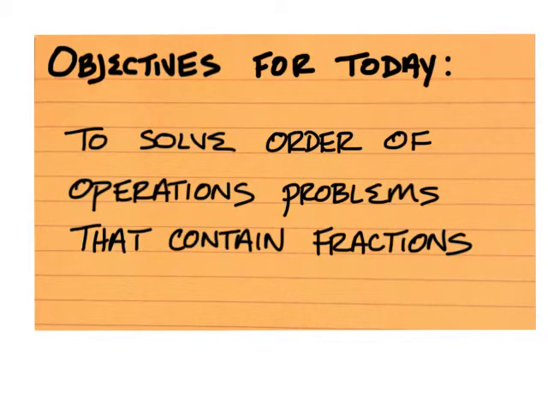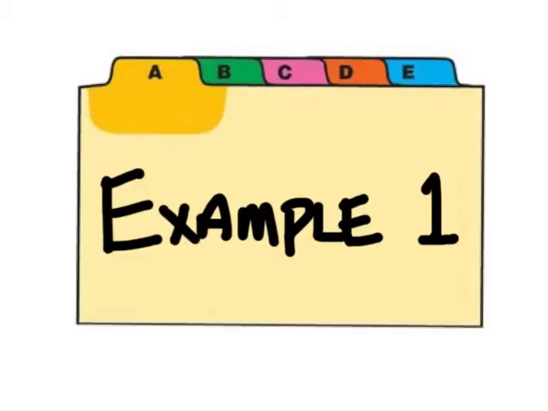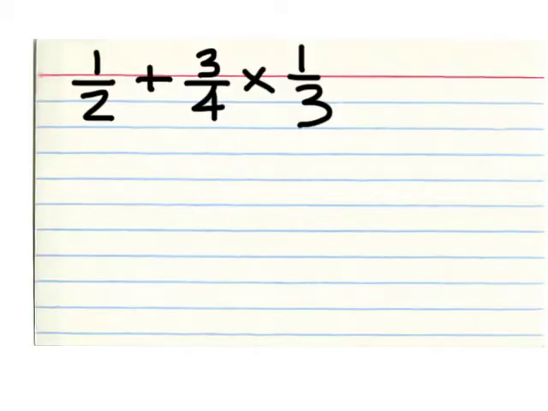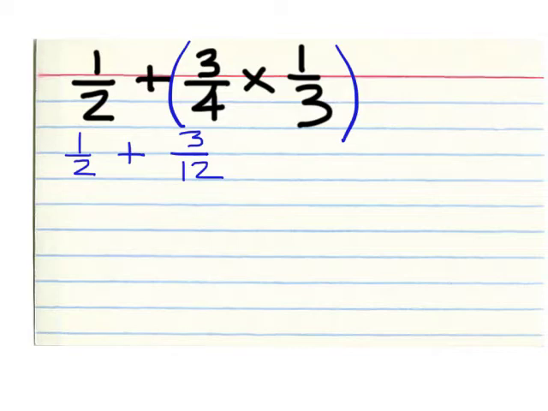Objectives for today: to solve order of operations problems that contain fractions. Example number 1. 1/2 plus 3/4 times 1/3. The order of operations says that you have to do this first. So only concentrate on that. 3/4 times 1/3 is 3 over 12. And you can simplify that. Keep the 1/2, and 3 over 12 is the same as 1 over 4.